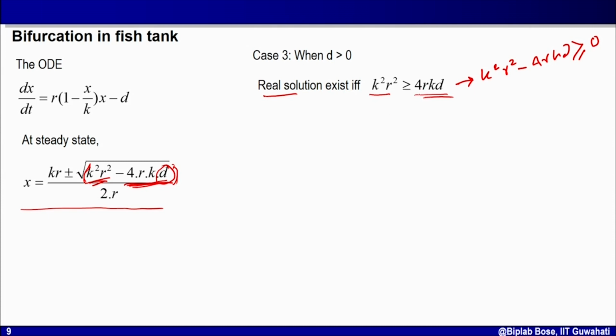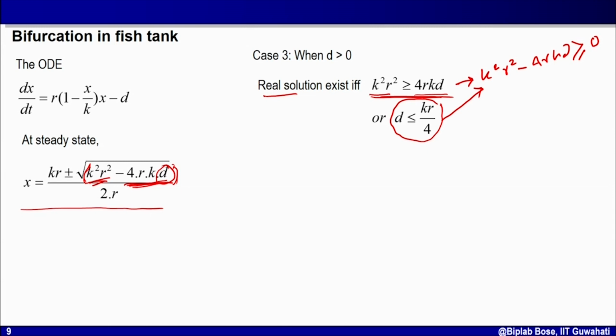So if I rearrange this inequality, then what we get is that d is less equal to kr by 4. I have cancelled one r because r is not equal to 0. I have cancelled one k because k is not equal to 0. So d is less equal to kr by 4. This inequality has to be satisfied, and then I will have a real solution for this system.